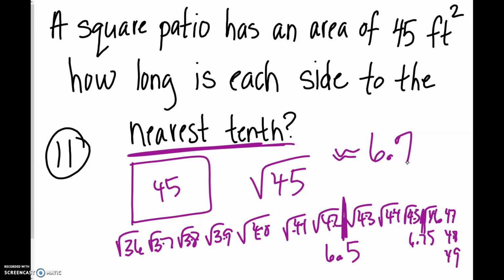Okay, so notice, find the whole numbers it's between, 6 and 7. Then find the middle so you know where your 6.5 is, and then give a good estimate from there.